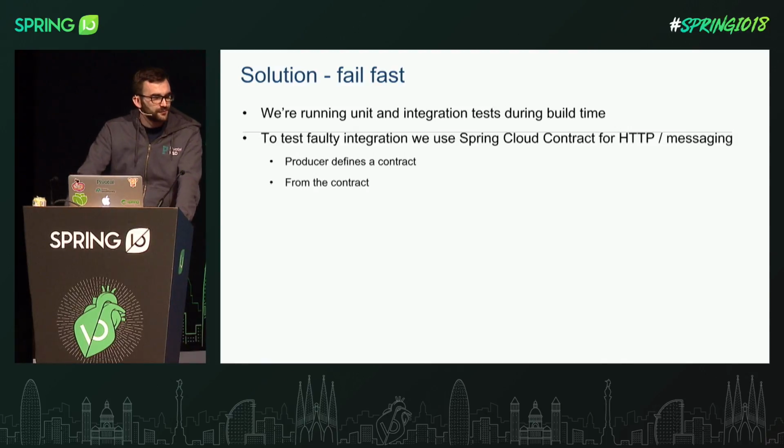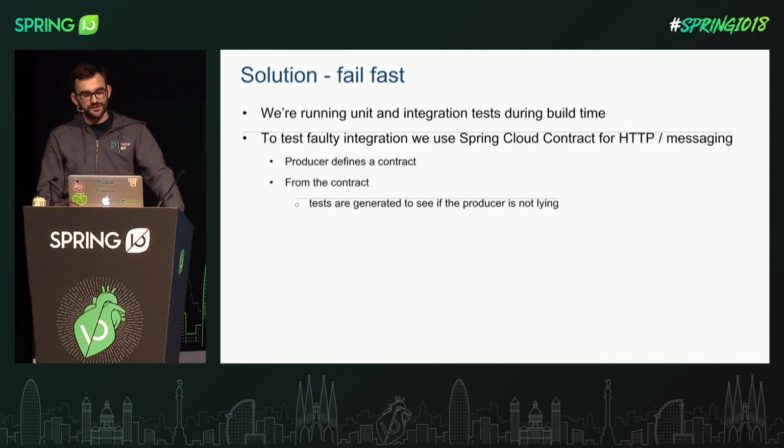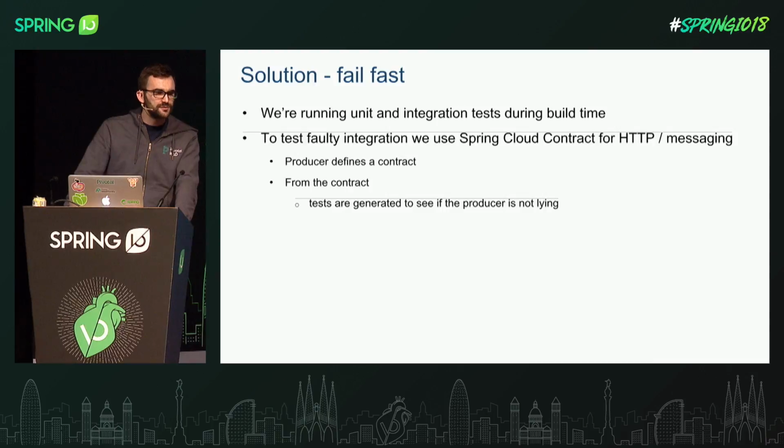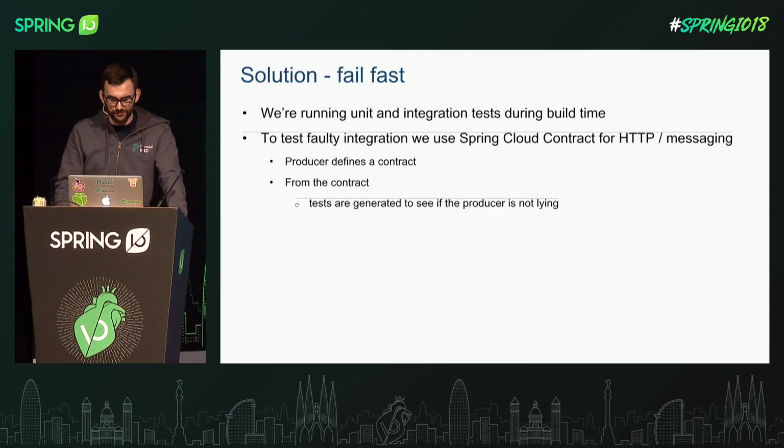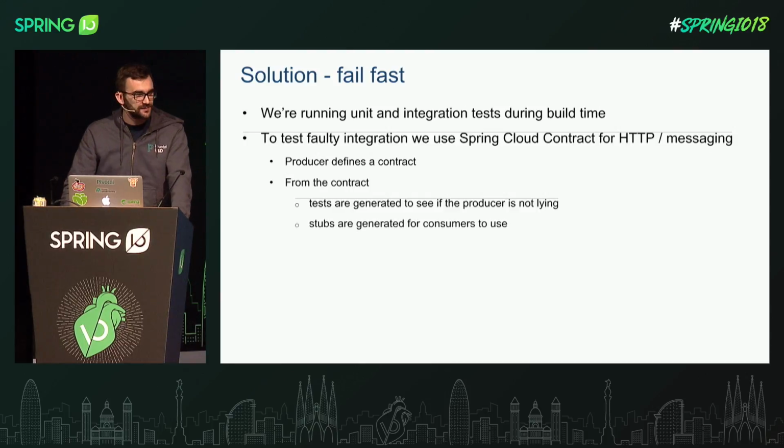And now, from the contract, tests are generated to see if the producer is not lying. So if the producer says, I have such an endpoint, or I send such a message, and it's not tested that it's the case, the contract is useless. So we generate tests to see if that's true. And we also generate stubs. From the contract, we generate tests, and we generate stubs.